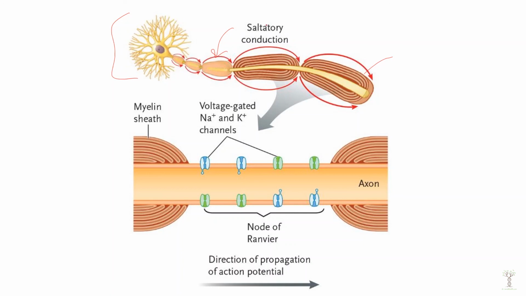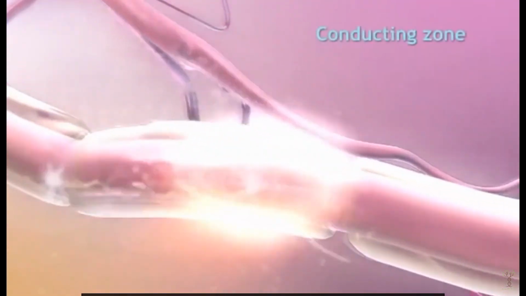Now, the only difference with this process is that the voltage-gated channels, the sodium and the potassium channels, are only located in the areas of the axon where there is no myelin. Those areas are called the nodes of Ranvier. So the action potentials, in a sense, jump from one section to another.